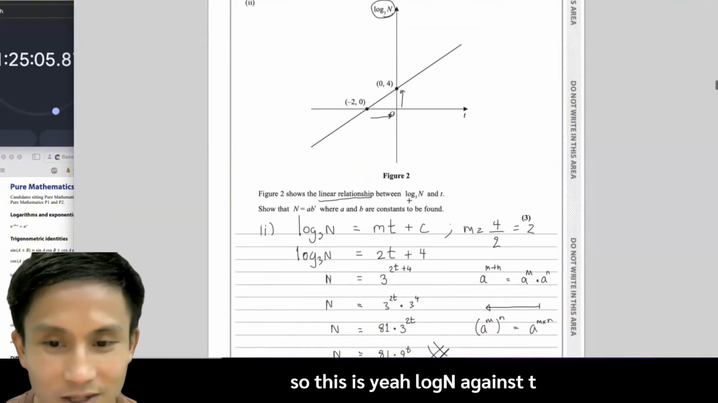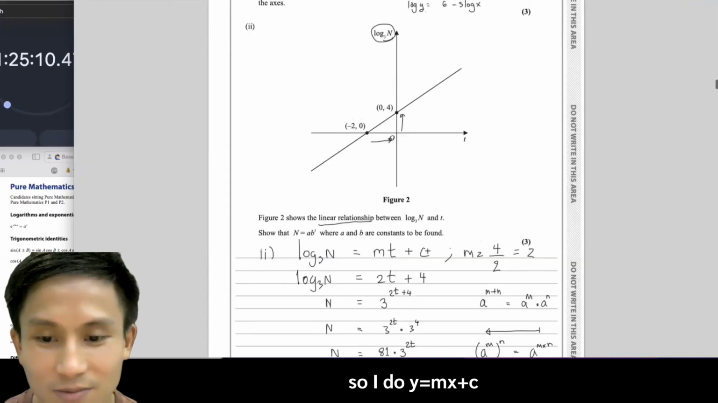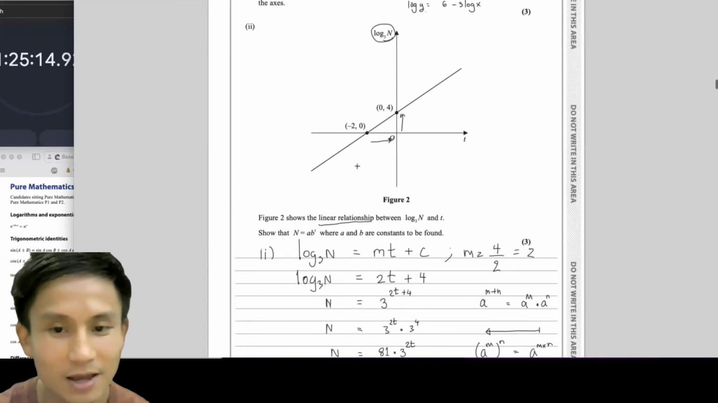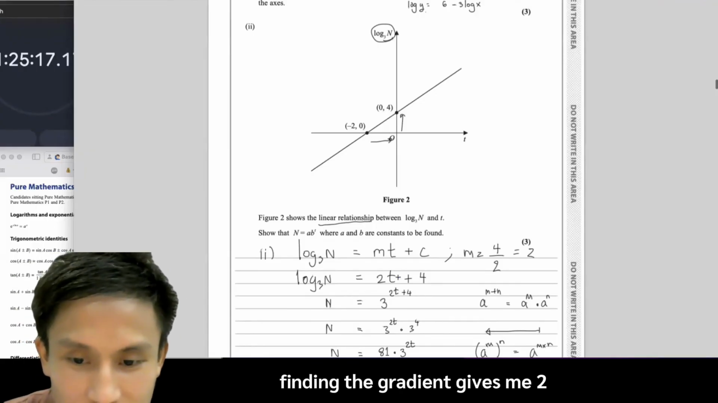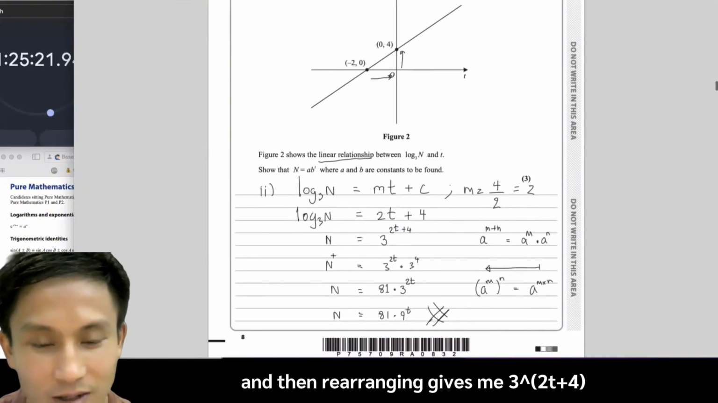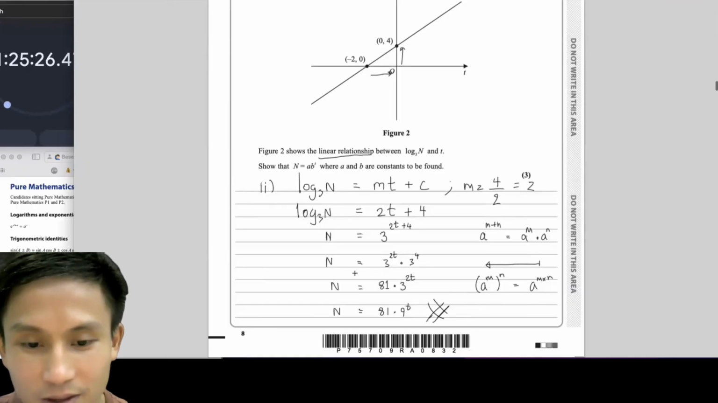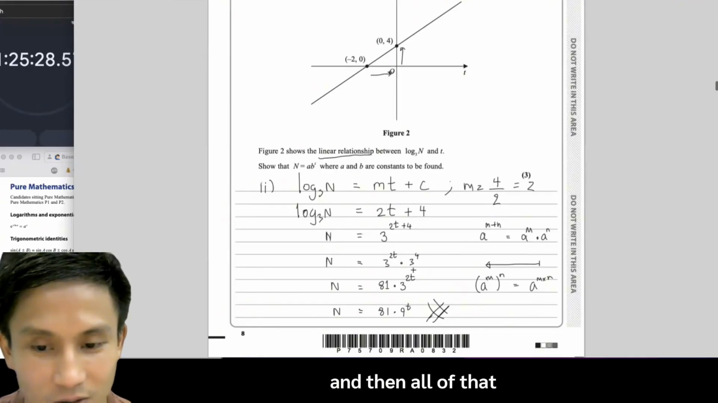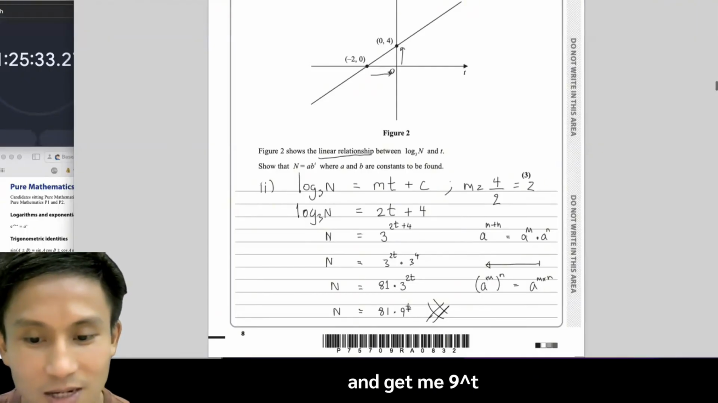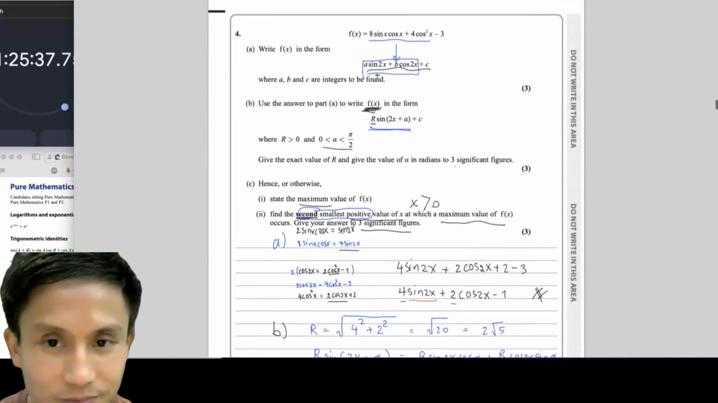So this is log n against t. So I do y equals mx plus c because y is the log 3n and x is the t. Finding the gradient gives me 2. The c is the y-intercept, which is 4. And then rearranging gives me 3 to the 2t plus 4. And then all of that, I use the laws of indices to rearrange and get me 9 to the t. So that should be fine.